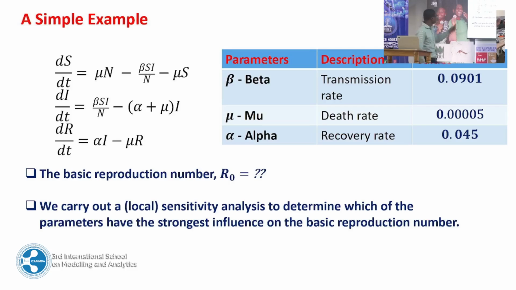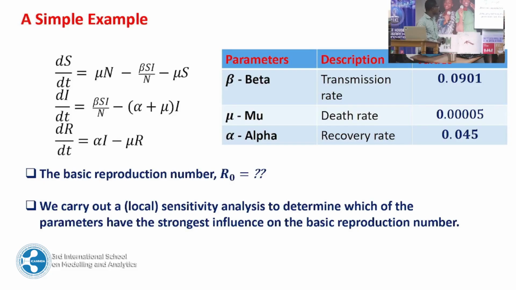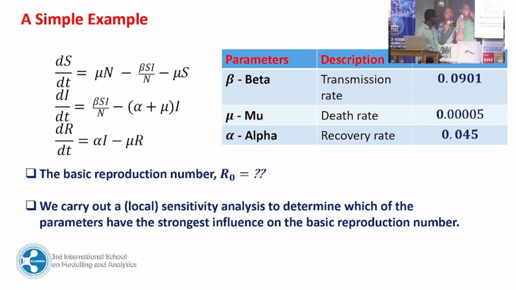Then we have the rate at which the susceptible class is changing is given as that. Then the IDT is also given as this. Beta is the transmission rate, and then we have a baseline value, which is 0.0901. Then mu is the natural death rate, and alpha is the recovery rate, the rate at which people recover after they've completed the infectious period, and they move to the R class.